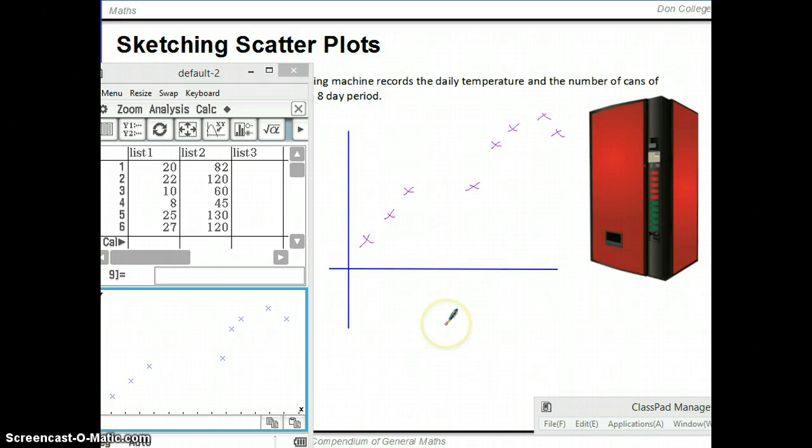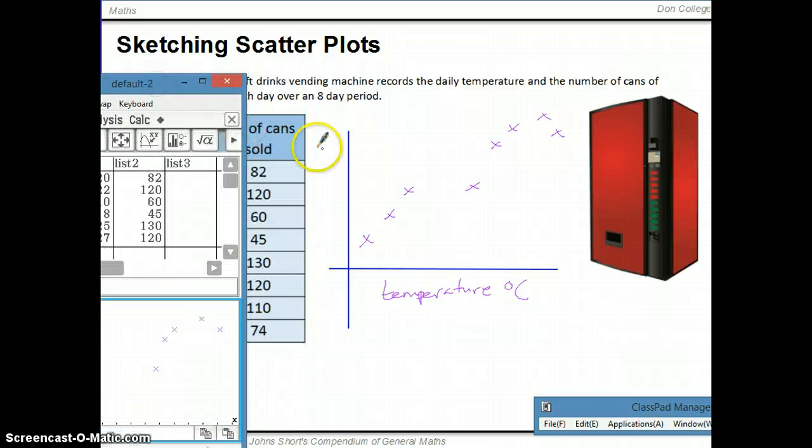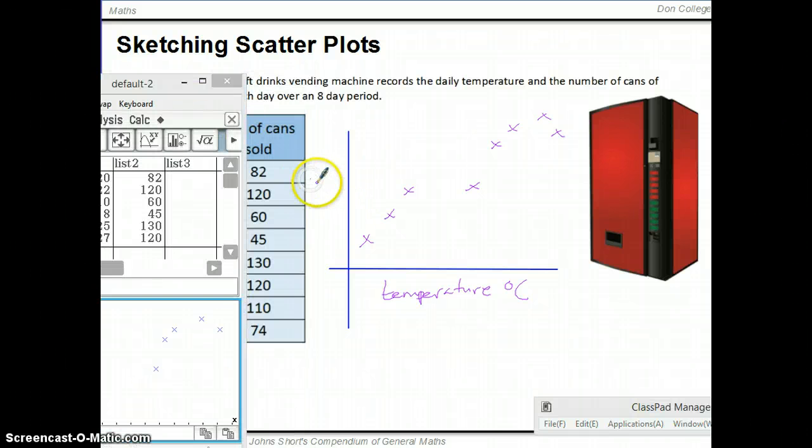And it's very important that you label your axes, so you say what it is down here, and this was temperature. And you have to say what your units are. So it was degrees Celsius, I think. And over here on this axis, we have the number of cans sold. That's measured in cans, so we could put that there.